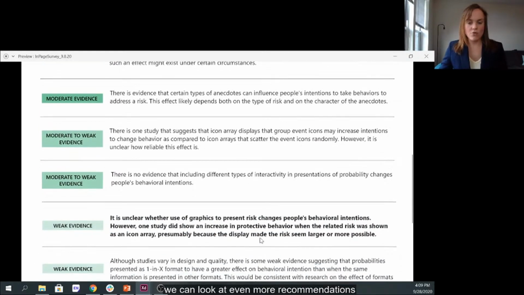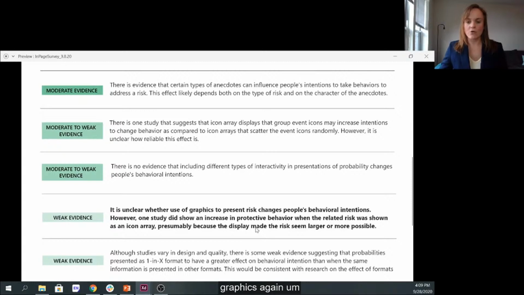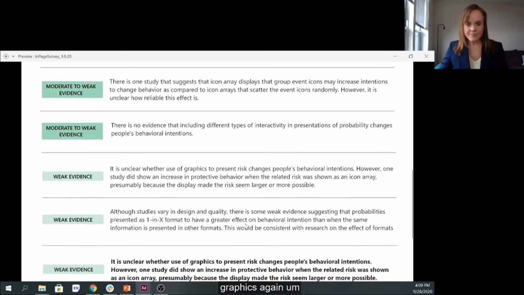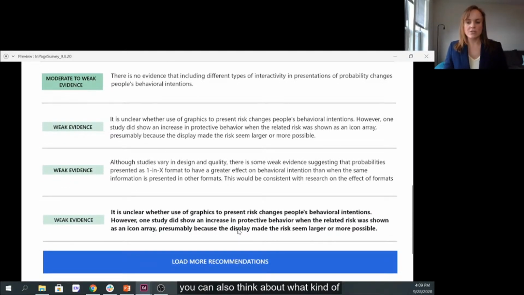We can look at even more recommendations. So talking about graphics again, you can also think about what kind of graphics could be used to improve behavioral intention or people wanting to do a specific behavior. And there's not a lot of evidence about this, but there was one study that showed that icon arrays could be helpful in persuading people to take a certain action.